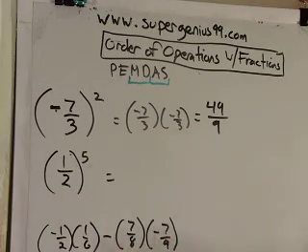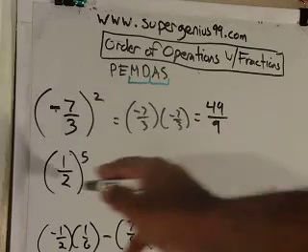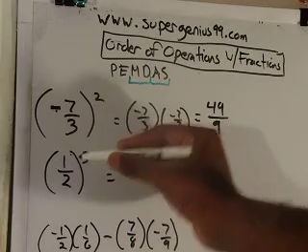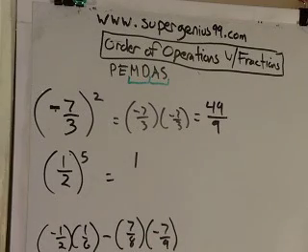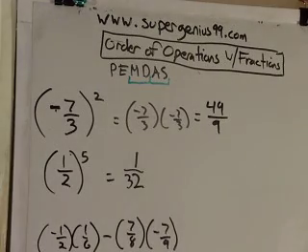Okay, how about here? 1 half to the 5th power. So that's 1 times itself 5 times in a row, and then 2 times itself 5 times in a row. I'm not going to write it down. So I'm just going to say, what's 1 to the 5th power? That's just a 1. And then what's 2 to the 5th power? So 2 times 2 is what? 4. And then 4 times 2 is 8. 8 times 2 is 16. And then 16 times 2 is 32. So 2 to the 5th is 32.